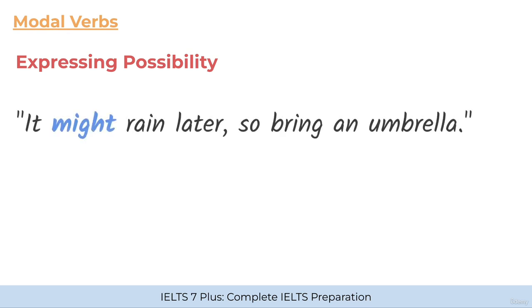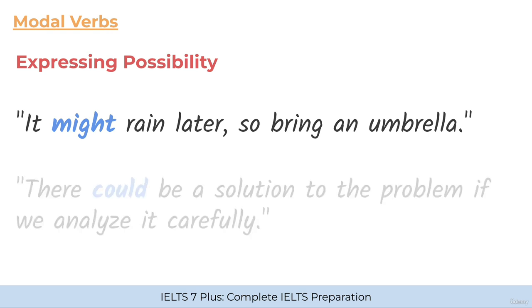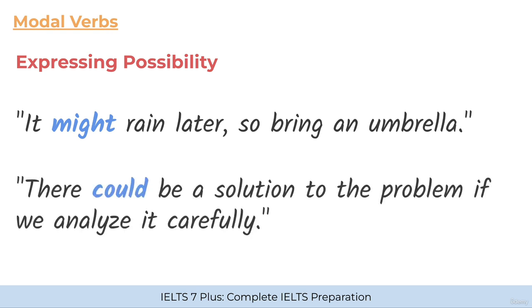We can use might. For example, It might rain later, so bring an umbrella. We're not sure whether it's going to rain, but there's a possibility. Could as well. There could be a solution to the problem if we analyse it carefully. So these are two that you can use for possibility.